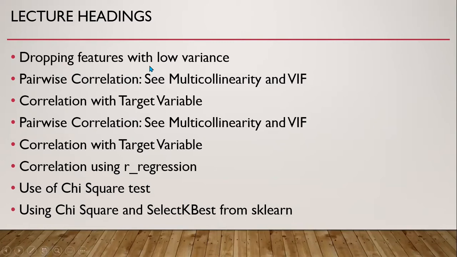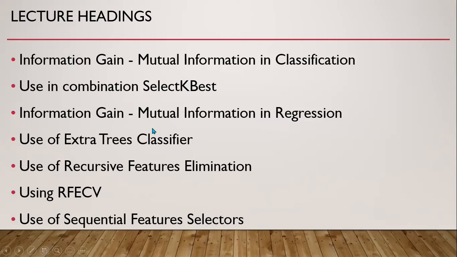Dropping of features with low variance, pairwise correlation, which I have covered in the multi-collinearity problem, and variance inflation factor. Correlation with target variable, I will cover this. Then correlation using r regression. It is a library in Scikit-Learn. Use of chi-square test for feature selection, and use of chi-square test along with SelectKBest from Scikit-Learn.